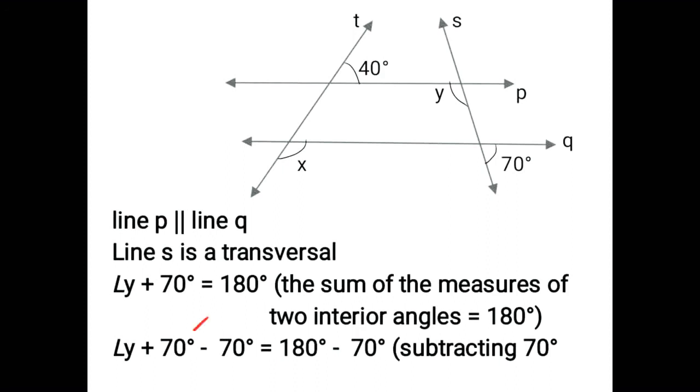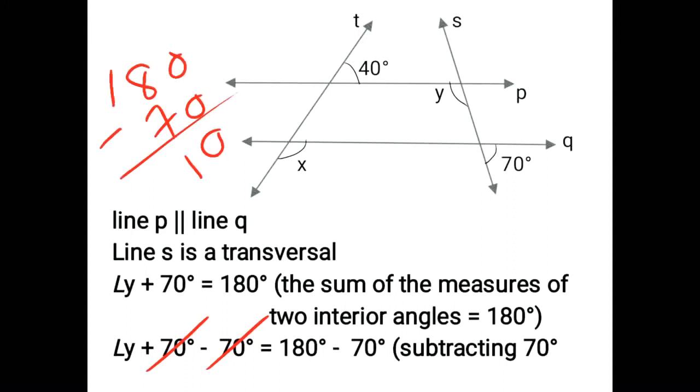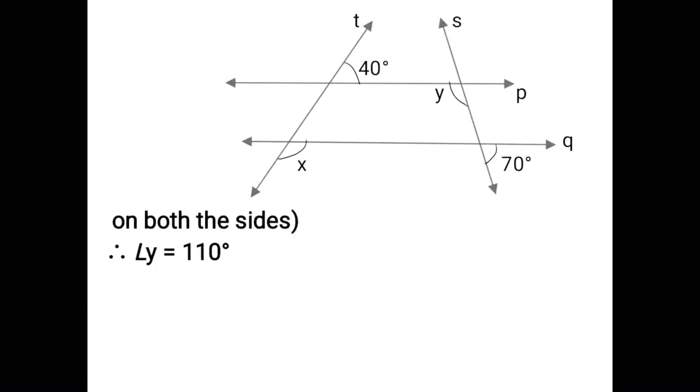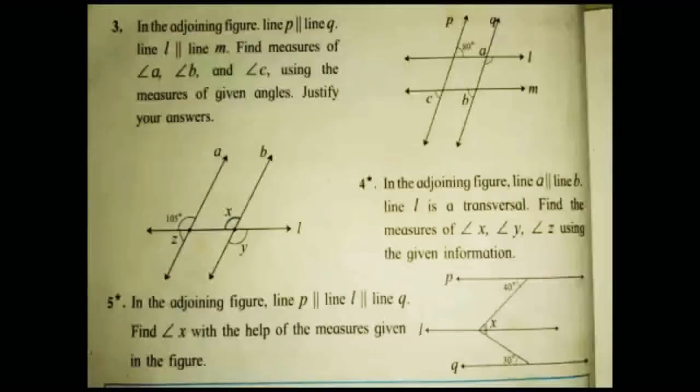Now 70 degree minus 70 degree gets cancelled. It is 0. Angle Y is equal to 180 degree minus 70 degree. Subtract it. I got the answer. The answer is 110 degree. Therefore, angle Y is equal to 110 degree.